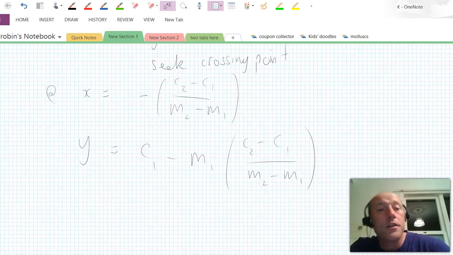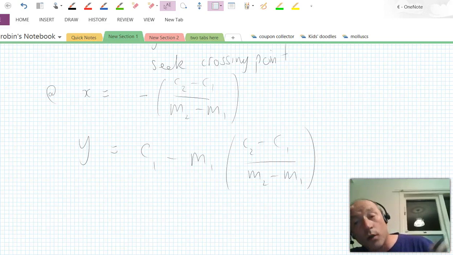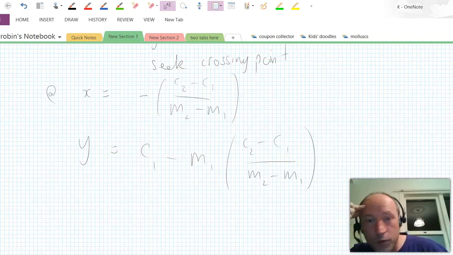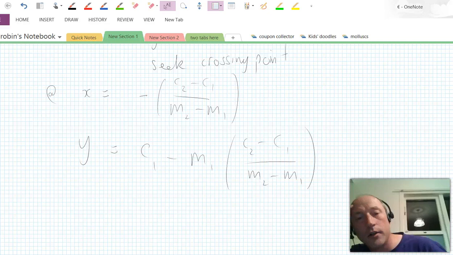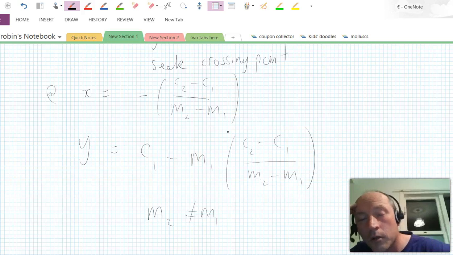Okay, and there it is, and we verified that that was right because we substituted the value for x into the second equation for the line, for the second line, and we got the same value, or at least we got the difference equal to 0 after some fooling around. So there we go, that's quite nice. There is a slight lacuna here, which is that all this only works if m2 is not equal to m1, because if m1 equals m2 we've got a problem because we're dividing by 0, which you can't do.